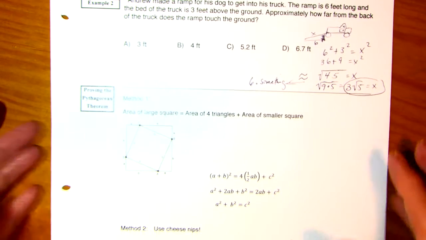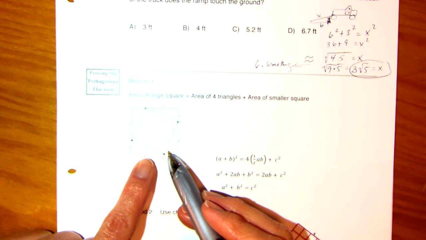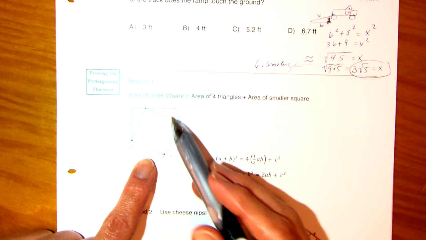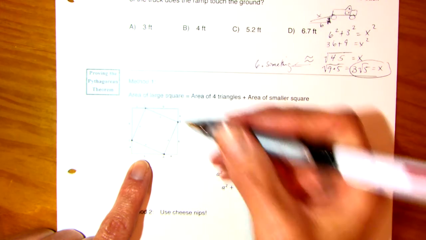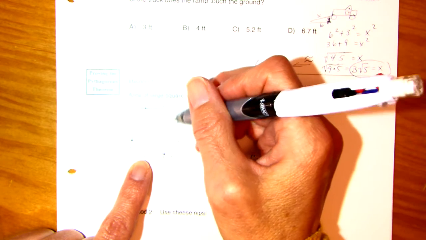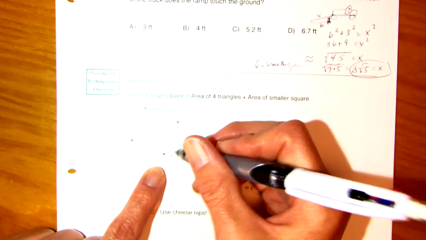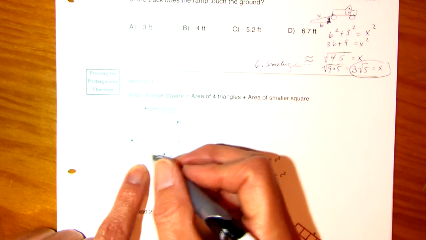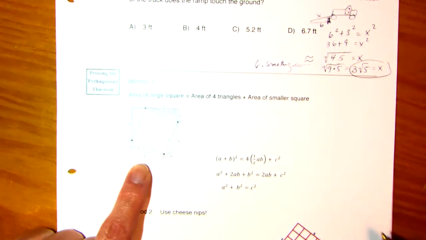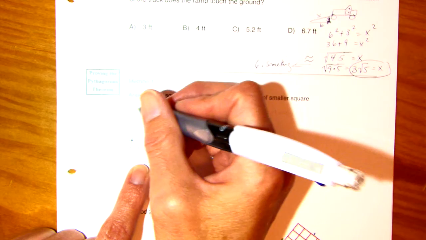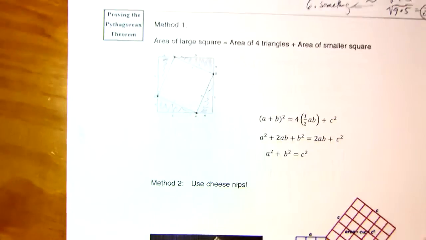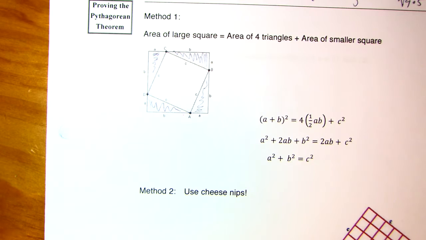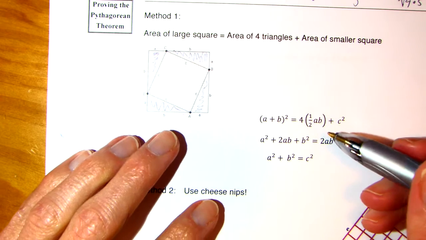Okay. Area of the large square is equal to the area of 4 triangles plus the area of the smaller square. Okay? So look at this. This is an ABC triangle, and so is that. And I have 4 of them. All right? So far, so good? I should probably highlight this. Okay, now it's really blurry. I gotta zoom in. Okay, so I have 4 of those triangles.